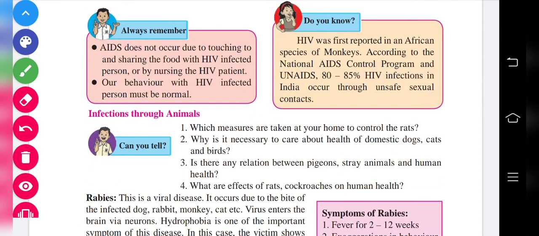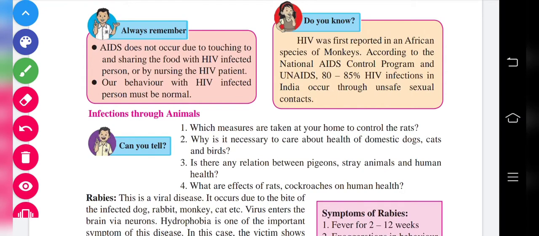Next is infection through animals. The first question is: which measures are taken at your home to control rats? What do you do to control rats? Is there cleanliness and hygiene in your house? Yes, then it will not get infested with rats.